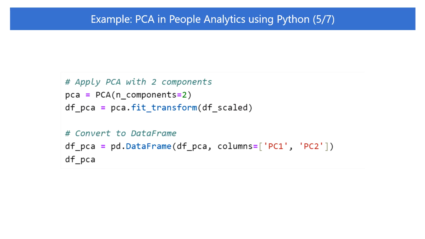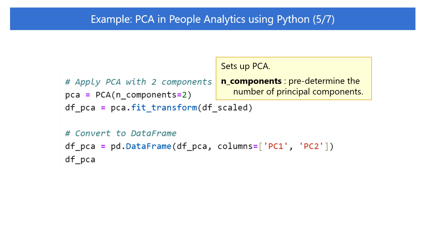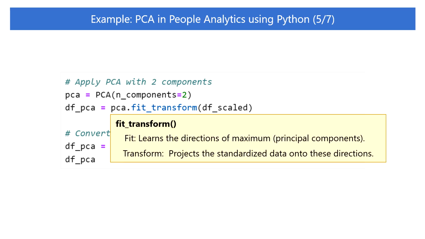Next, apply PCA. The first line sets up PCA to reduce the 5 features down to 2 principal components. We need to determine the number of principal components by setting the argument n_components within the PCA function. Then apply fit_transform to PCA. It does two things. Learns the direction of maximum variance, that is, the principal components. Then it projects the standardized data onto these directions.